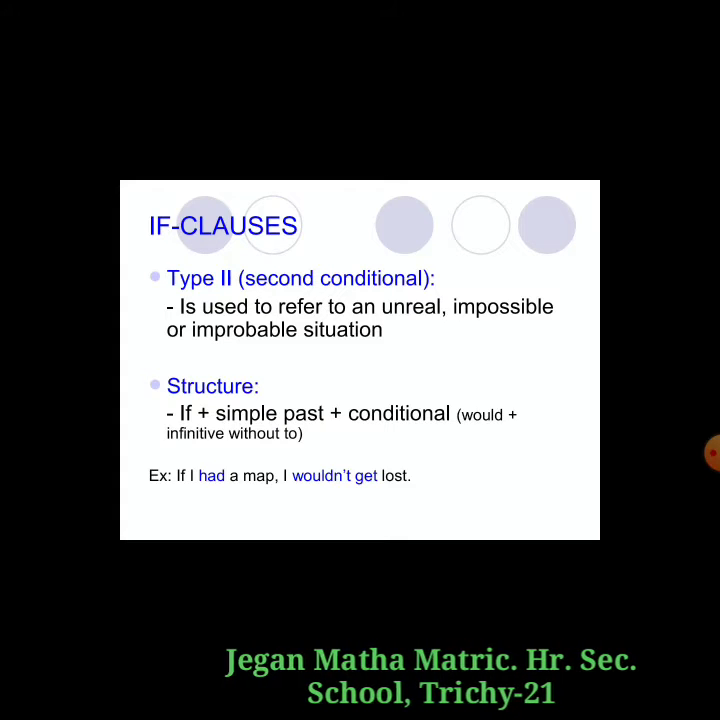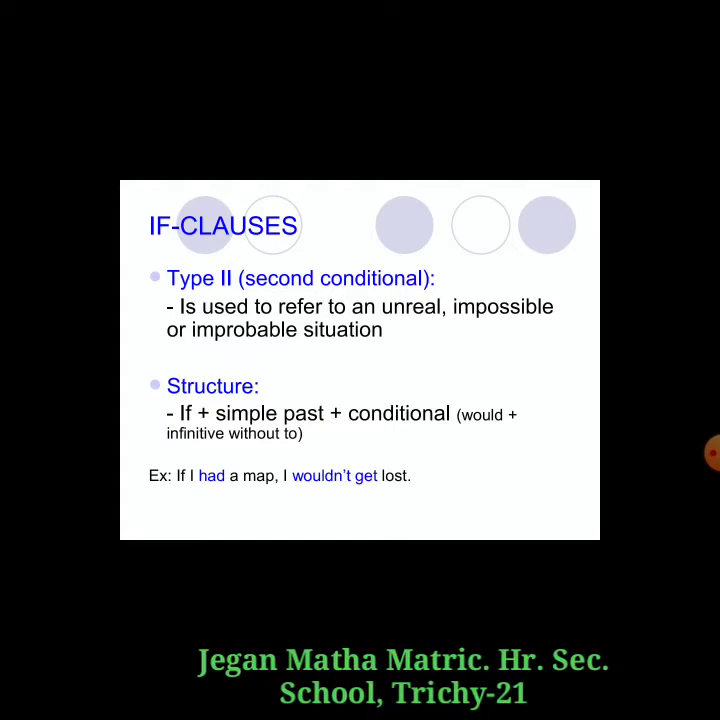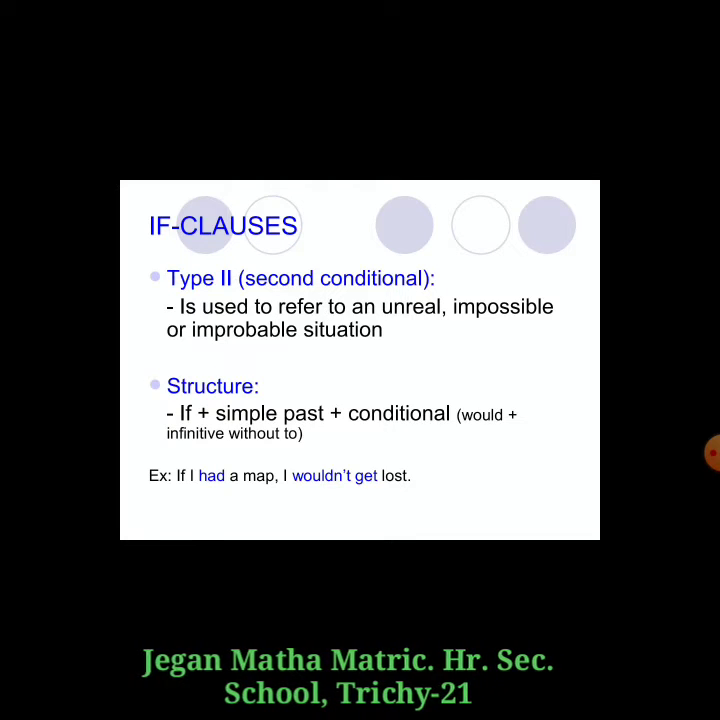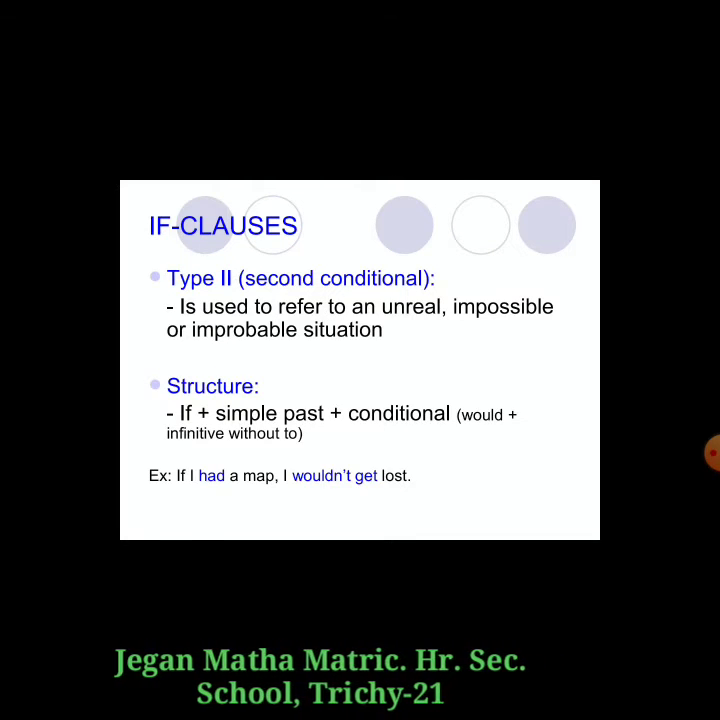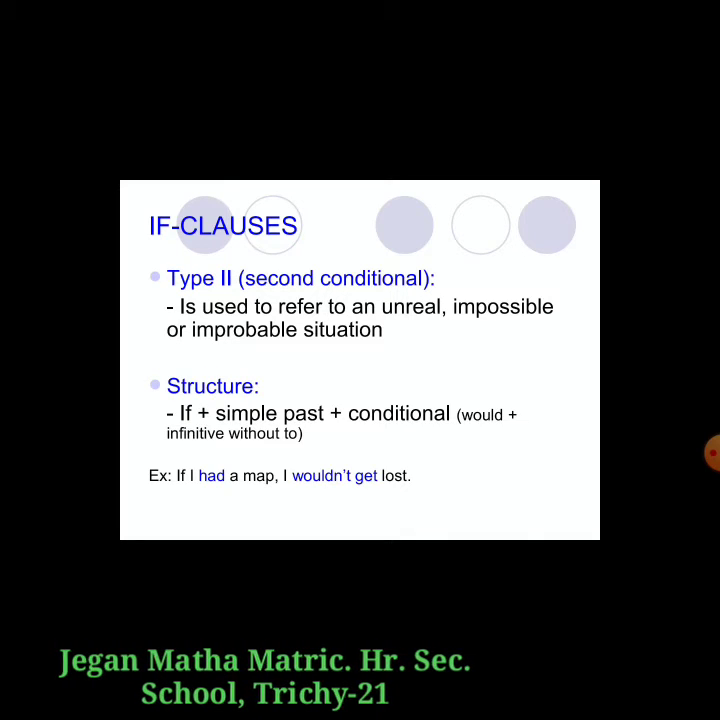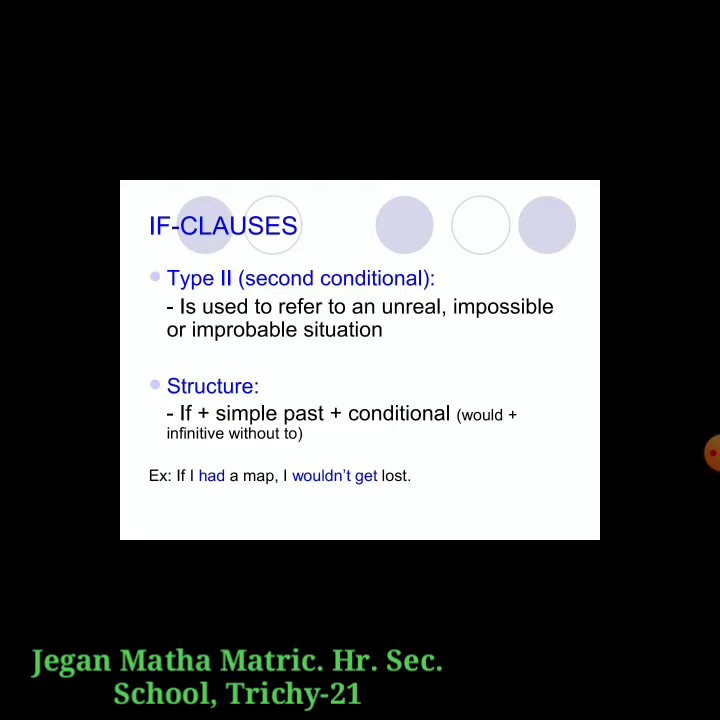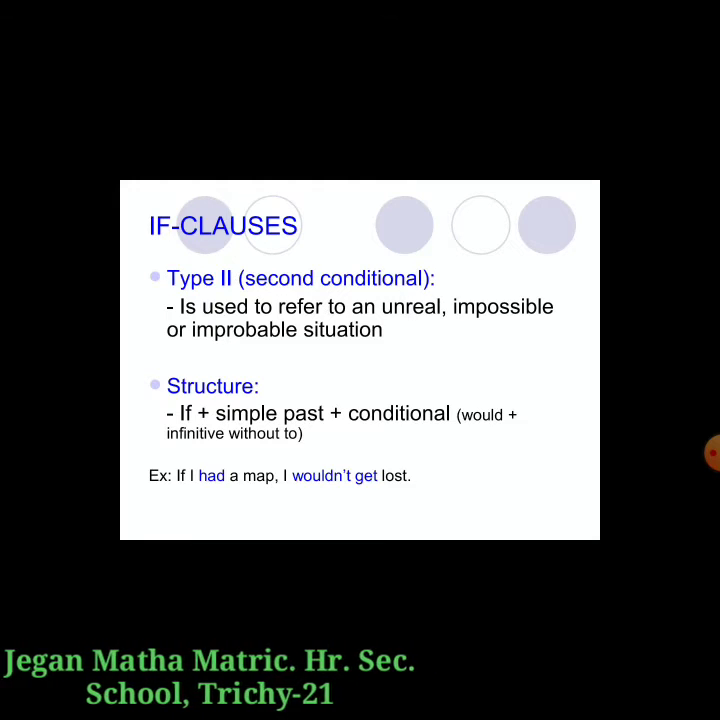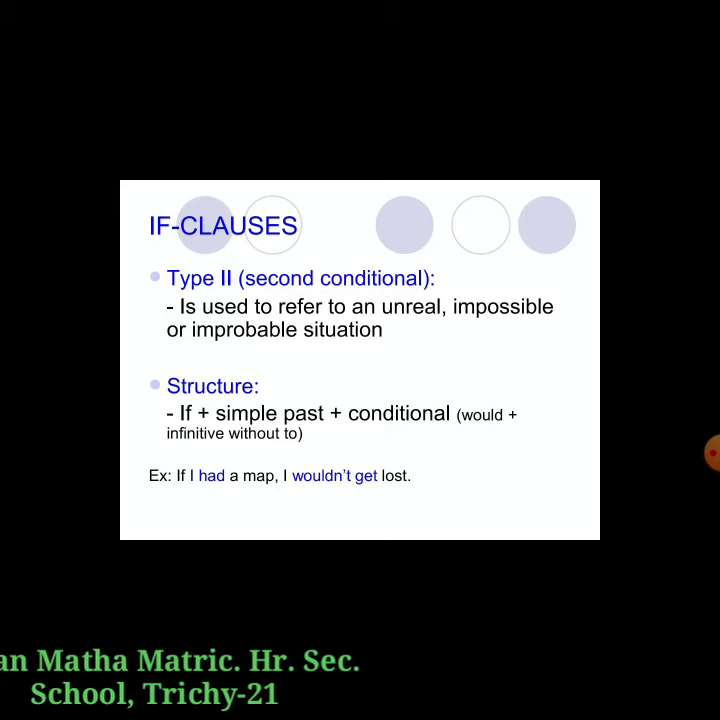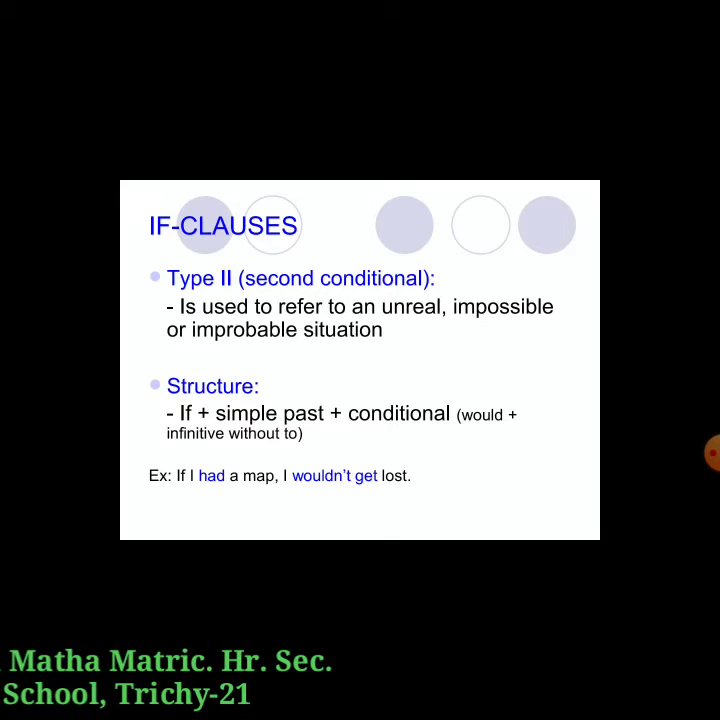Type 2, second conditional, that is the improbable condition. The second conditional is used to refer to an unreal, impossible or improbable situation. In this improbable situation, it already happened and we can't undo it, so it belongs to the past. So, improbable, impossible.